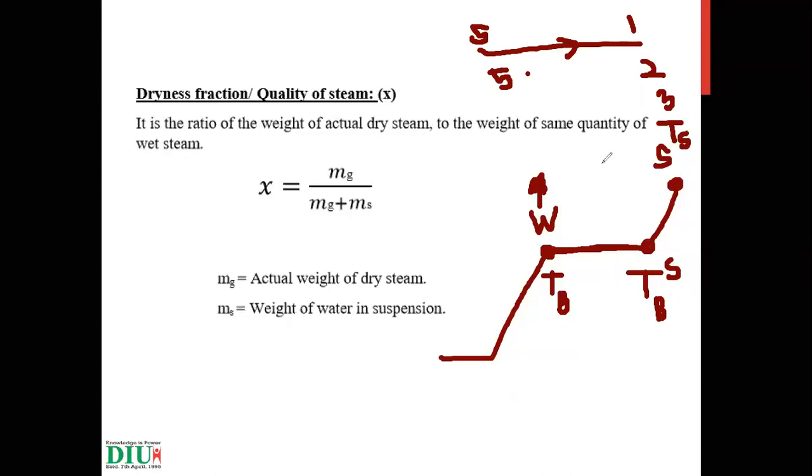So this region is this. This region is the wet steam region. At any point, it is called wet steam. To identify the wet steam, we need a particular parameter: how wet it is, how much steam has been generated.